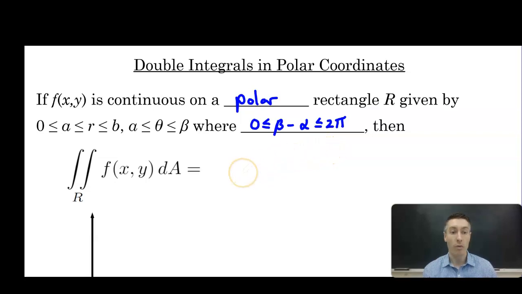Then the double integral over the region R of the function f of x y dA is equal to, and we're going to pause here. Before we convert this double integral to polar, let's look a little bit more closely at the region that we're integrating over.